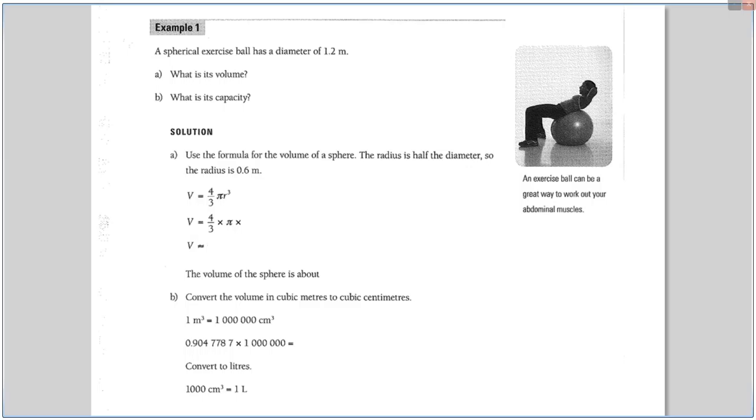Okay. So example 1 is about the volume of a sphere. They always do this to you. They give you the diameter. Right? So the radius is half the diameter. Everyone should know that by now.